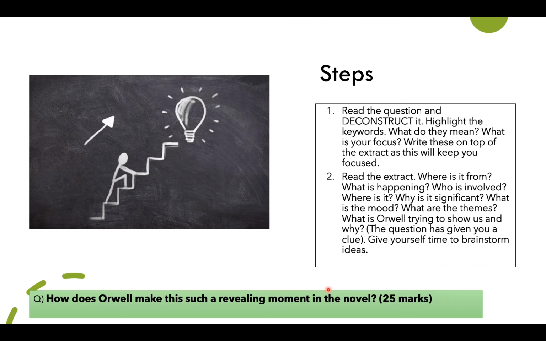Deconstruct means to pull it apart, to really understand what you're being asked to do, and to look at the language that's used. So highlight the key words, think about what they mean, think about what your focus is, and you could even write these on the top of the extract just to keep you focused as you go through it. So if we look at the question, how does Orwell make this such a revealing moment in the novel? And really the key word that stands out here is revealing.